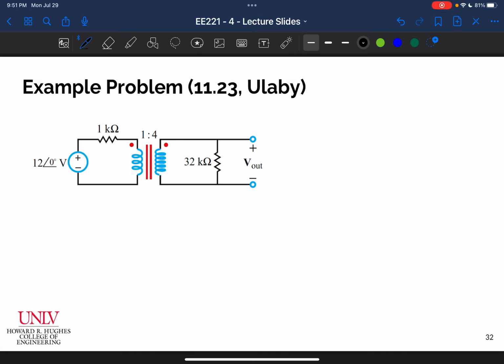All right, so let's solve this example problem from the ULB textbook. This is a transformer example. Of course, our transformer is an ideal transformer. We can see that it's given. It's characterized by this turns ratio 1 to 4, so it is a step-up transformer.